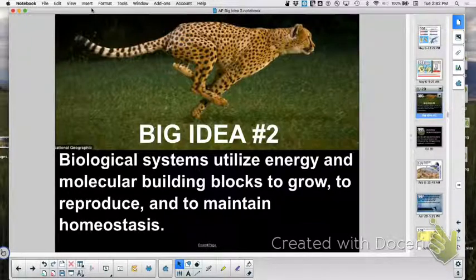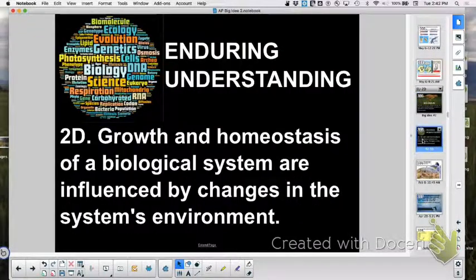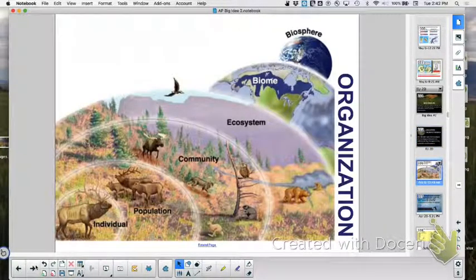Evolution. Okay, now, Big Idea 2, biological systems utilize energy and molecular building blocks to grow, reproduce. We've done Big Idea 2A, B, and C, and now we are on 2D, growth and homeostasis of a biological system are influenced by changes in the system's environment. So let's look at the response to the environment. We need to understand this.